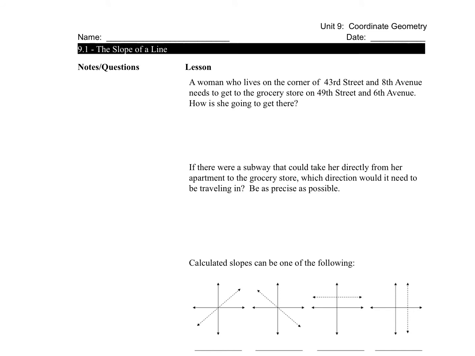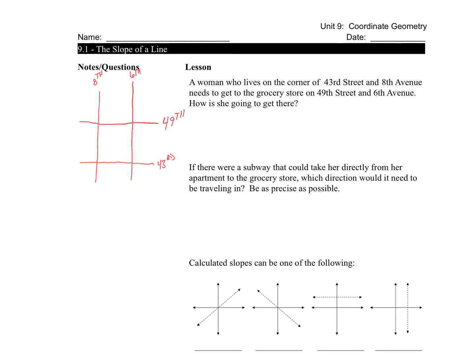And our first scenario here is a woman who lives on the corner of 43rd Street and 8th Avenue. All right, so I'm just going to draw a little picture here to help myself. Okay, so 43rd and 8th Avenue. So there's 8th Avenue, and here's 43rd. How's she going to get there if she wants to get to the grocery store, which is on 49th Street? So that's going to be higher up, if you're familiar with the way that the streets are labeled in this particular city. And 6th Avenue, which is going to be over here.